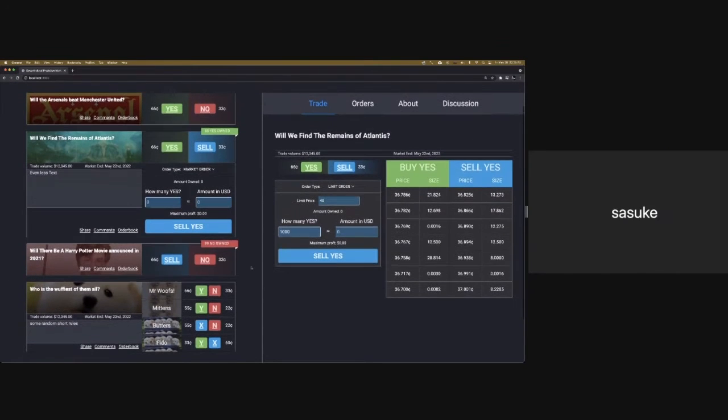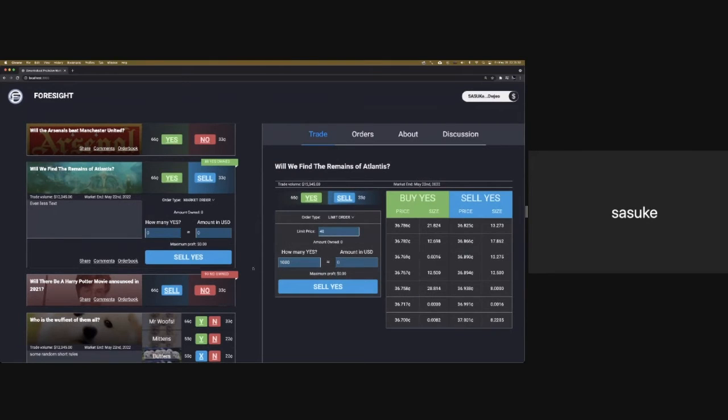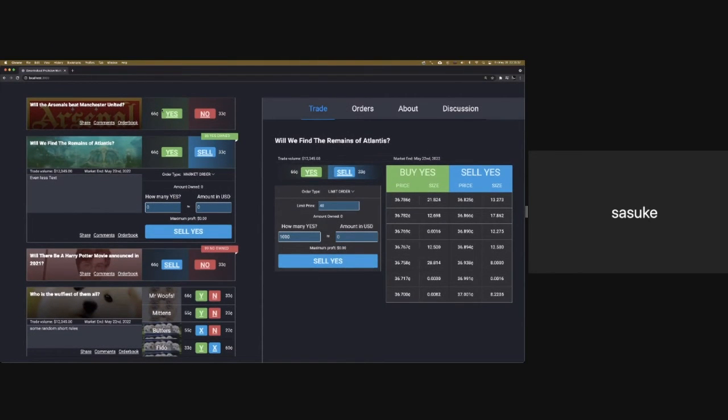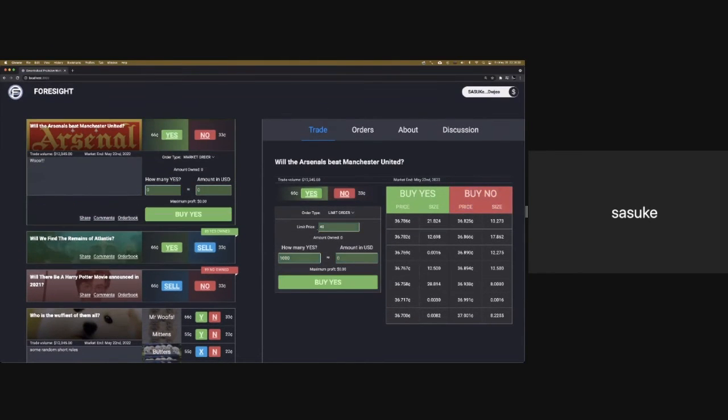Sure. So the way that this would work, if it actually was hooked up to a backend that worked, is that you would have USDC in your Solana wallet, and you would be able to come here and say, I want to place an order for Arsenal beating Manchester United. Let's place a market order. I want to buy 1,000 yes, and then it should tell you how much that'll cost. You'll hit buy yes, and you'll do a transaction, and you'll end up spending apparently about $370, and you'll end up with 1,000 shares of yes, Arsenal will beat Manchester United.